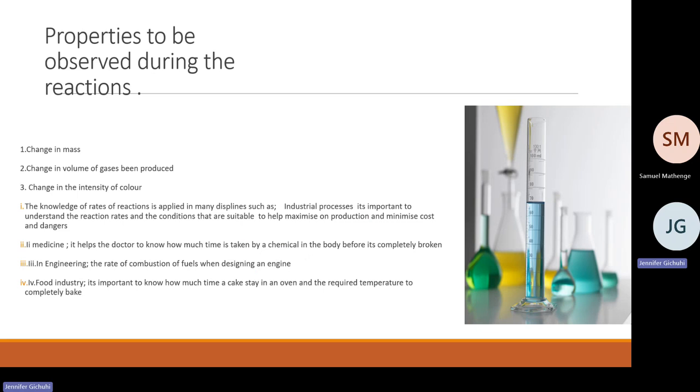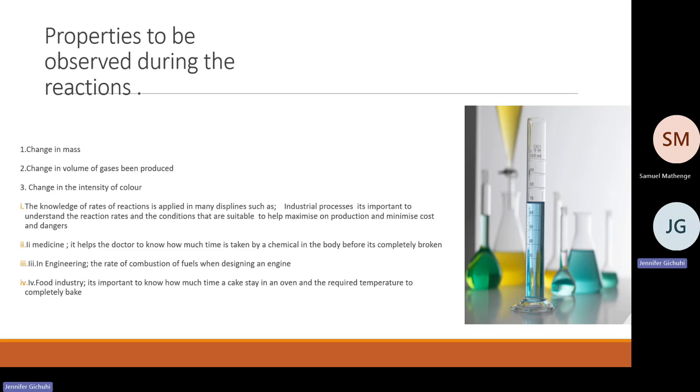We would now want to know, what is it that we look at when we want to measure the rate of a reaction? What are these properties or characteristics that we should look at in order for us to be able to measure the rate of a reaction? From the apparatus we noted above in our video, we had already seen that there was a weighing machine, and the weighing machine is supposed to measure masses. So the change in mass is one of the properties that would help us to measure the rate of a reaction.